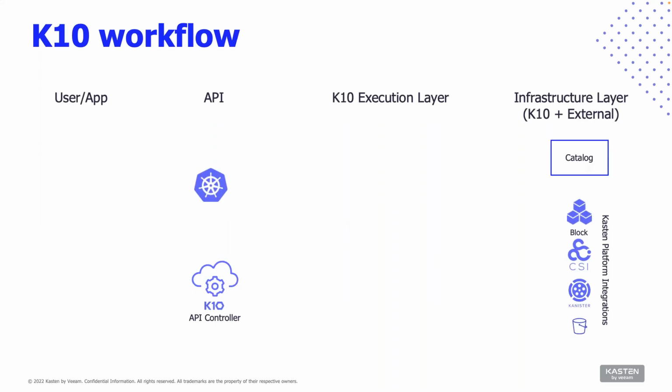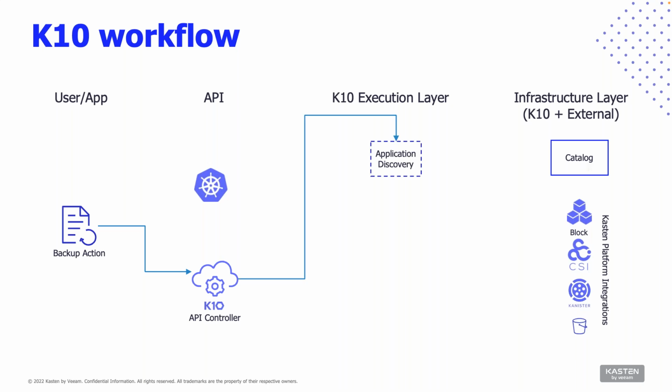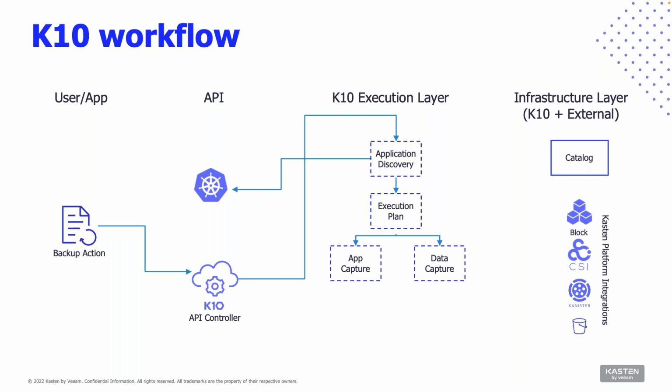Now let's look into the workflow of backing up. When we do backup, first and foremost, you will create a policy. Inside that policy, you define the settings. Inside this particular policy, we will talk to what we call the custom API controller. The API controller will start to discover the applications. And then by connecting to the Kubernetes API, you have all the settings and artifacts displayed. You can select all the configurations. We will do the app captures and data captures.